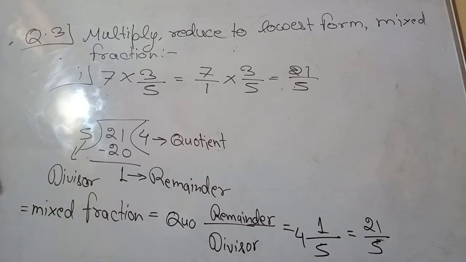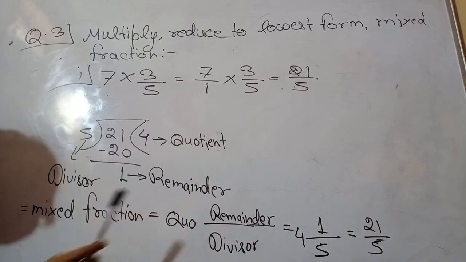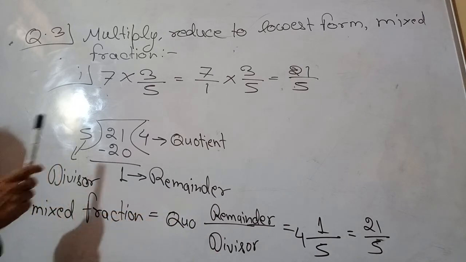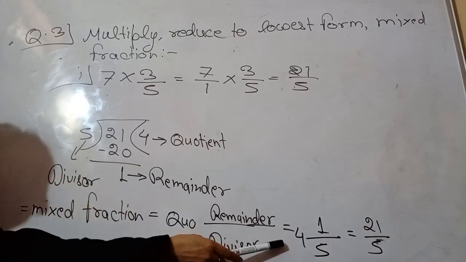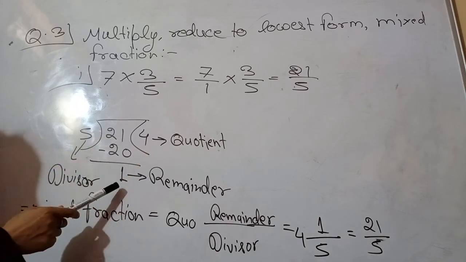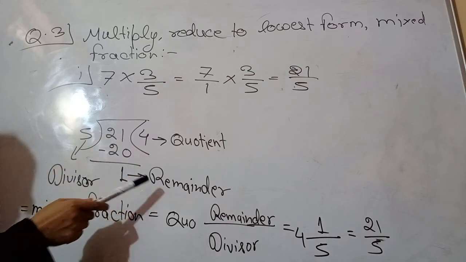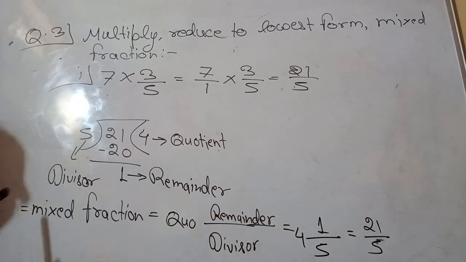Now, what is the formula for a mixed fraction? Quotient here, then remainder over divisor. So what is our quotient? How many times have we divided? 4 times. So that is called the quotient, and here we write 4. Now what is the remainder? After subtracting, the term which is left is called the remainder. So our remainder is 1. And last, by which number did we start dividing? We started dividing by 5. So 5 is our divisor.